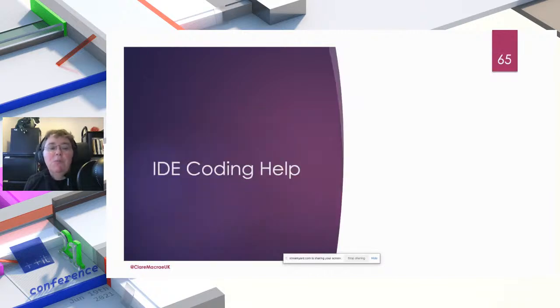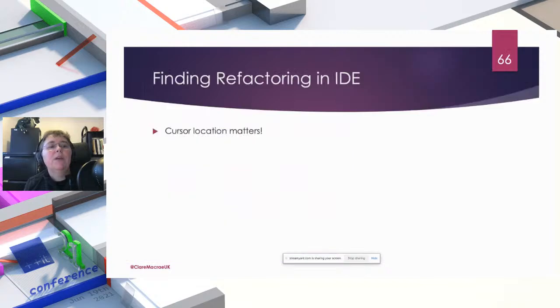Okay, so I've only talked about a couple of different refactorings so far. So let's look at other ways that the IDEs can help you. The cursor location really matters. If you go to right click on some code and you expect to refactor and it doesn't work, look at where your cursor is. Move it to the variable name that you want to refactor. Move it to the bit that's giving you the error. If you've got a red squiggle saying this method doesn't exist, put the cursor in there and then you'll be able to generate the new method.